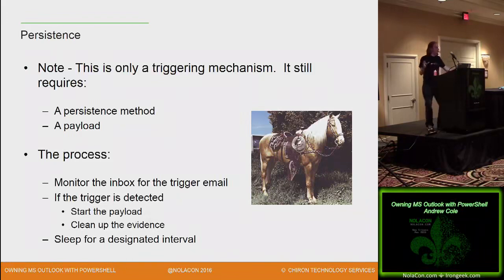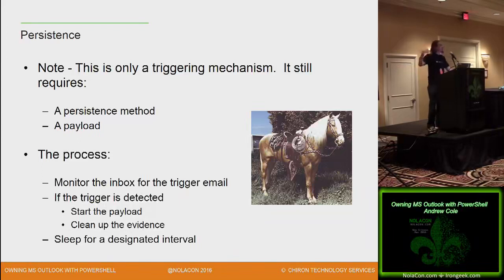So we streamlined it a little bit. So what the script's going to do in a nutshell, it's going to monitor the inbox looking for a particular trigger email. It's going to look for a particular username and subject line. So whoever it comes from and the subject line, if they match what we have set in the script, it'll then start whatever payload we tell the script to point to.